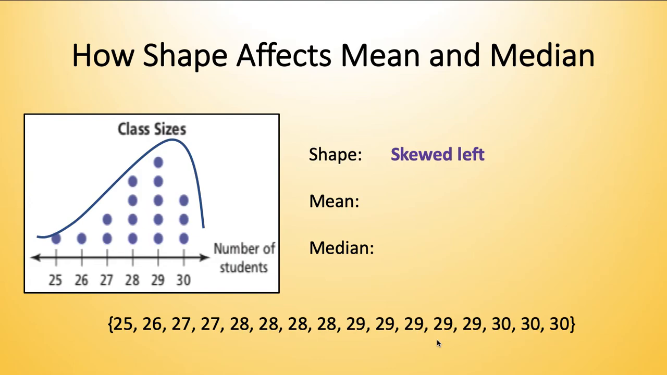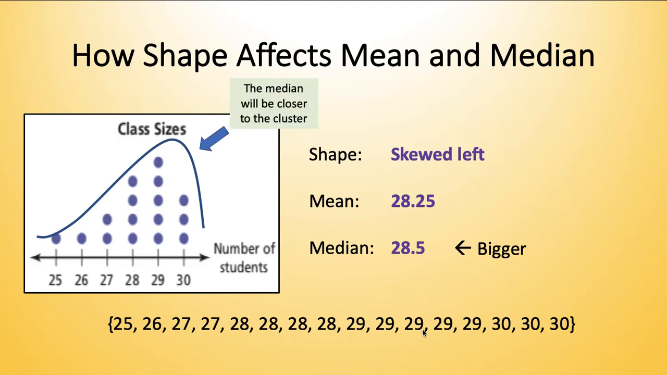If I were to calculate the mean and median, I would see the mean for this set is 28.25 and the median is 28.5. So the median is actually bigger in this case. This makes sense because think about how we calculate median. The median is located in the center of all data values. So if most of the data values are larger numbers, the median is going to be located somewhere in that region. The median will be closer to the cluster of values.